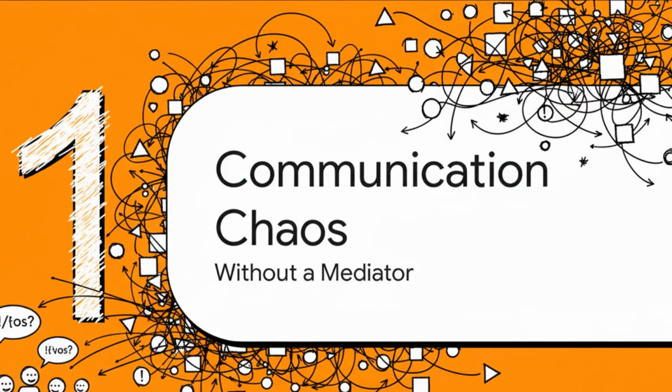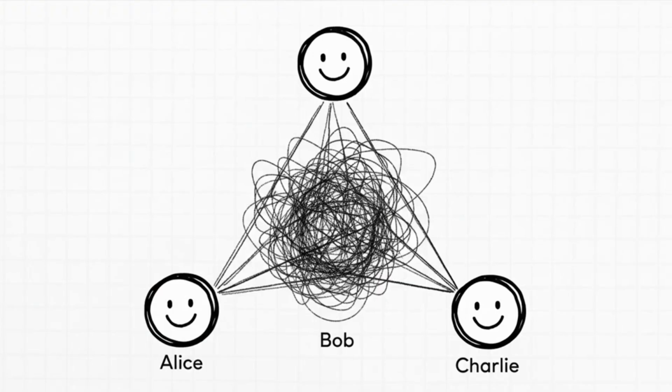All right, so before we jump to the solution, we really have to look the problem straight in the eye. Let's explore the kind of communication chaos that happens when all your objects are left to fend for themselves without any kind of coordinator. Okay, let's make this real with a simple example, a chat application.